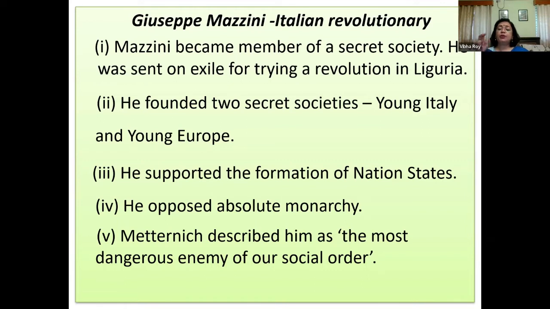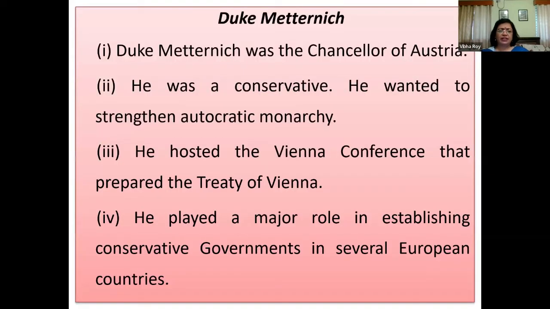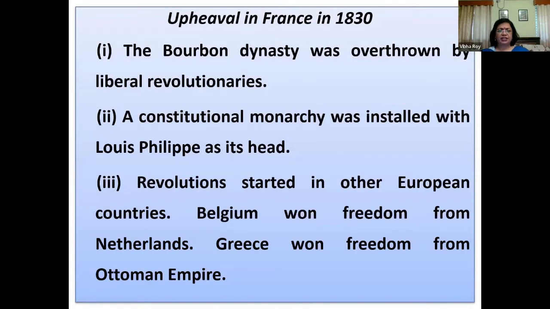Metternich called him the most dangerous enemy of our social order. That is Duke Metternich. He was the Chancellor of Austria. He was a conservative and wanted to strengthen autocratic monarchy. He hosted the Vienna Conference that prepared the Treaty of Vienna, and he played a major role in establishing conservative governments in several European countries.